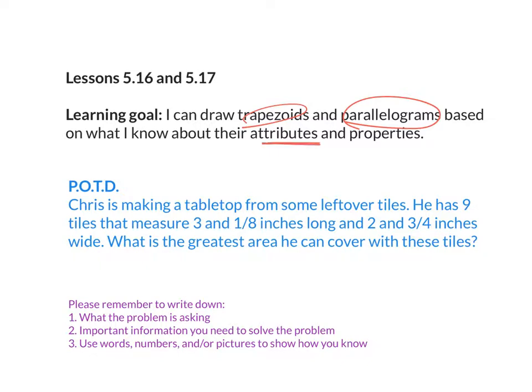and properties. That's actually a little bit redundant. Attributes and properties means the same thing. Okay. Right now, I want you to tell your partner, if you have a group of three, tell your group of three, what is a trapezoid and what is a parallelogram? Are they the same? Are they different? What's similar? What's different about them?